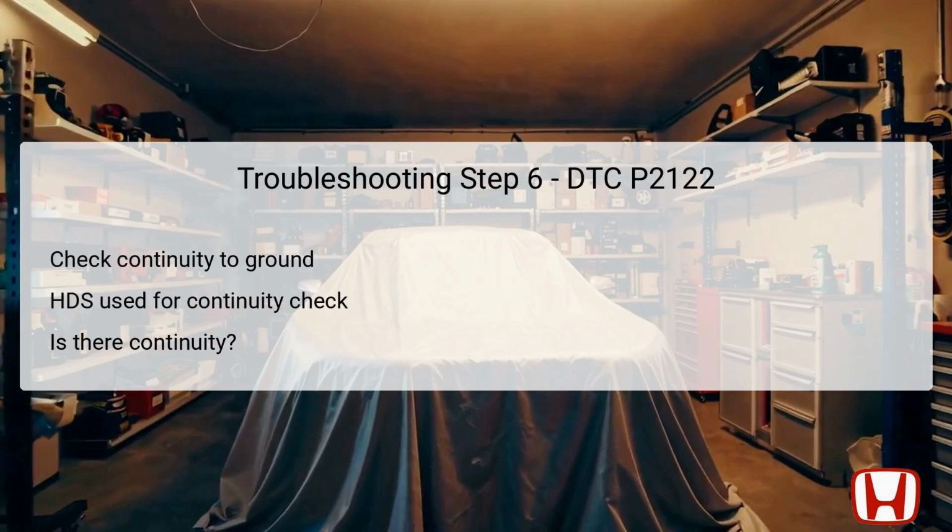At this point in the troubleshooting process, the technician checks for continuity between APP sensor terminal number 1 and the vehicle's body ground, an essential step to evaluate electrical integrity. Continuity indicates that an uninterrupted electrical path exists. Therefore, it's crucial to validate if the wire from the APP sensor to the ECU, engine control unit, is intact and free of shorts. This check is often performed using the HDS to ensure accurate readings.